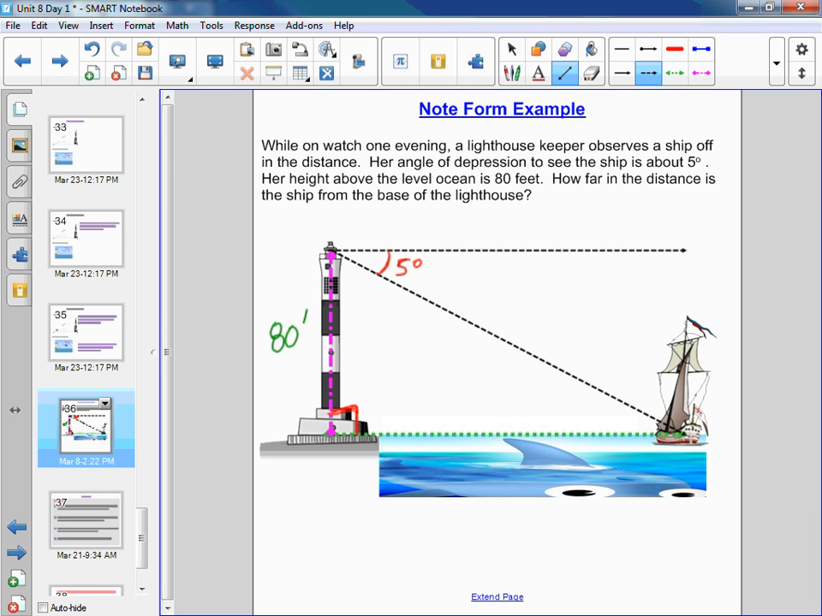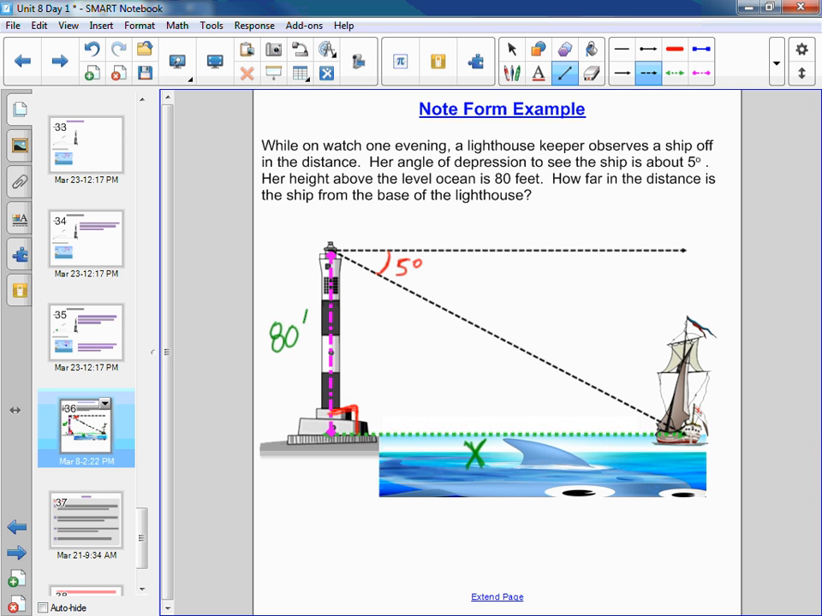Hans? The distance between the lighthouse and the ship. Awesome. So let's label that our unknown variable. I'll go ahead and call that X. So our X is now down here in green.